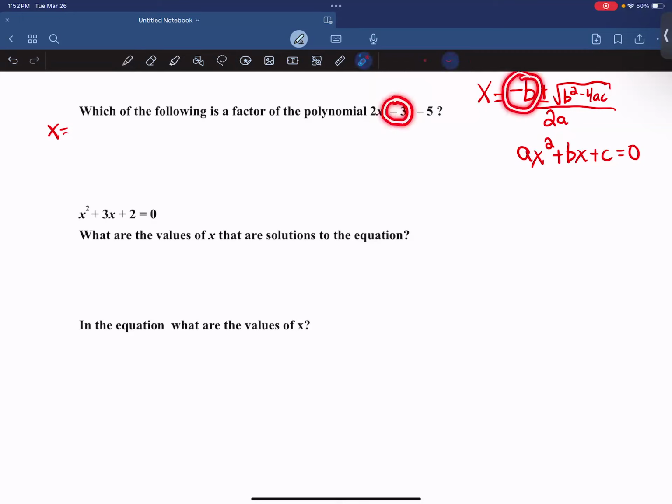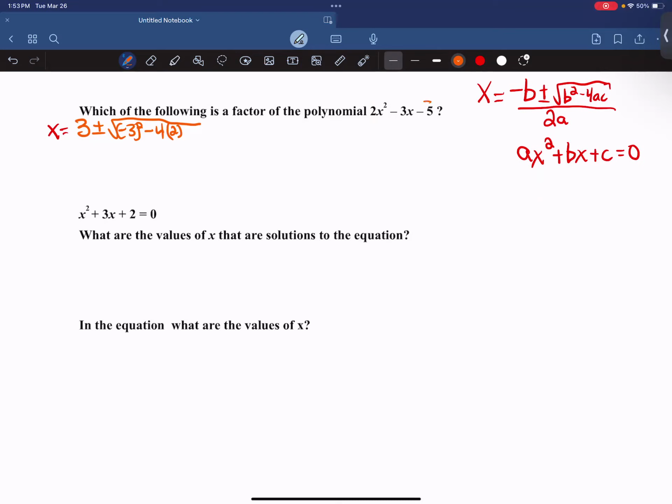What negative b means is opposite, okay? So we need the opposite of negative 3. Well, the opposite of negative 3 is going to be positive 3 plus or minus negative 3 squared. What happens when you square a negative? It becomes positive, so keep that in mind. A and C, but remember C is positive here.